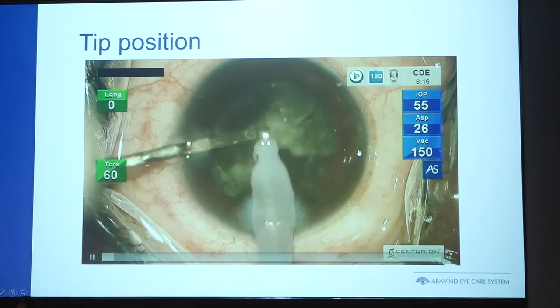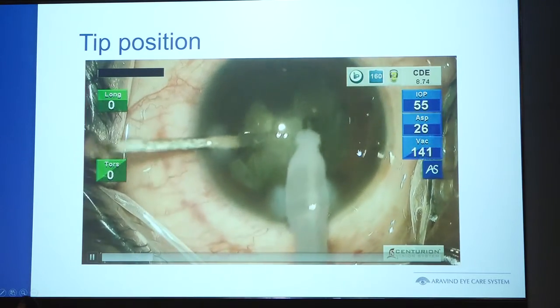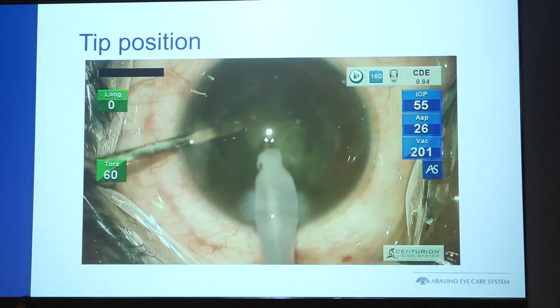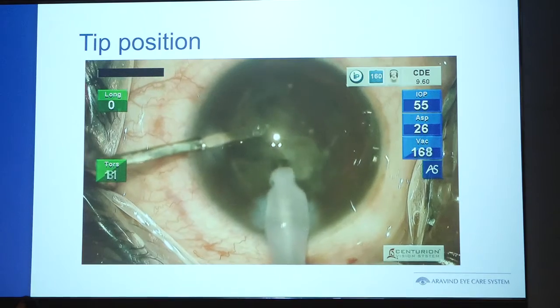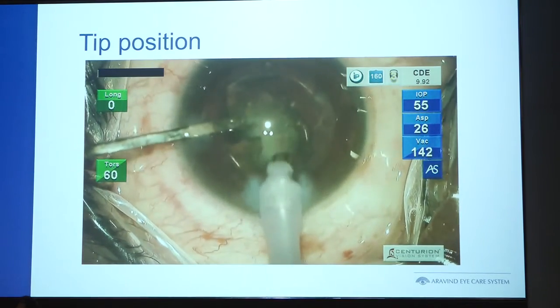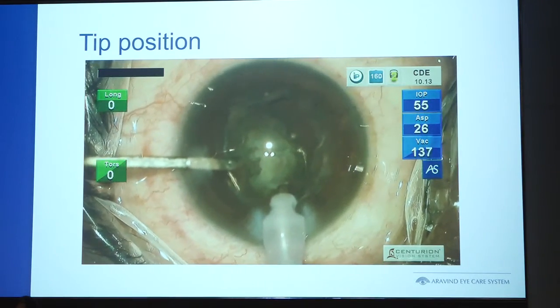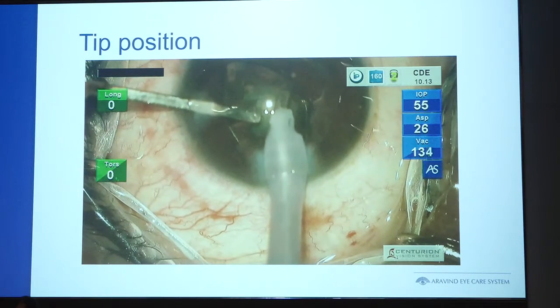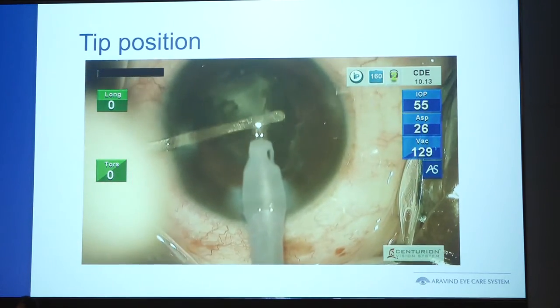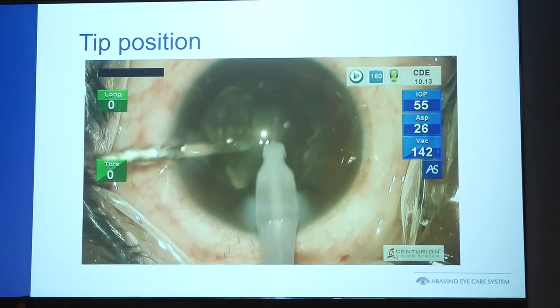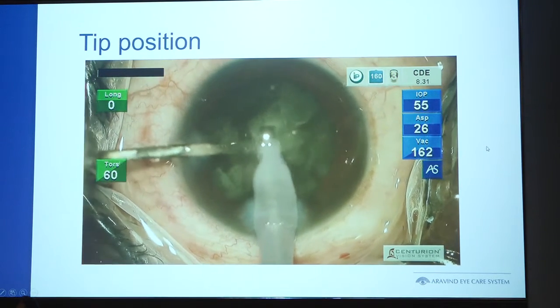Finally, the tip position should always be the safe area of phaco, which is right at the center, far away from the cornea, far away from the PC, and far away from the margins of the pupil. But if a piece does come under close to the wound, don't slip your probe back to catch it. Use your second instrument to bring it back into the flow and then emulsify it.